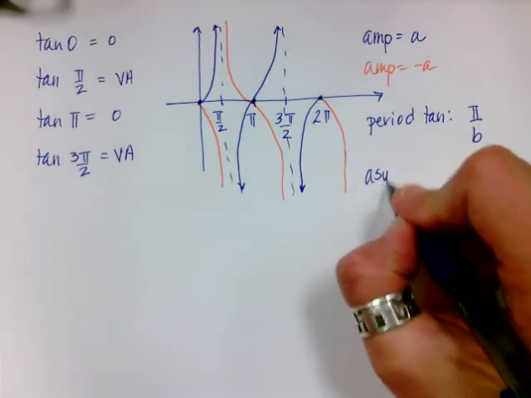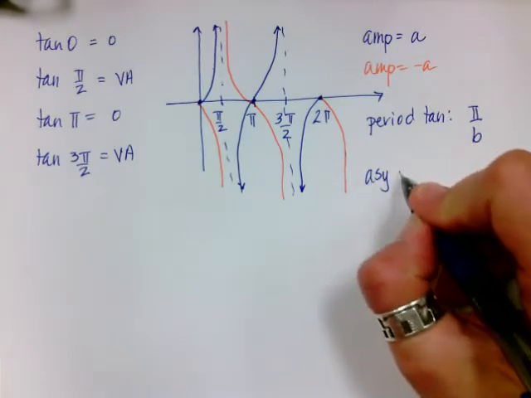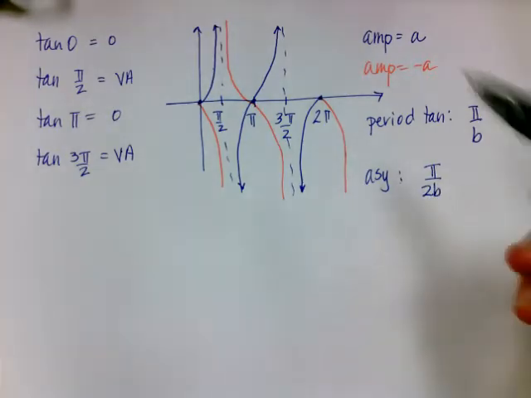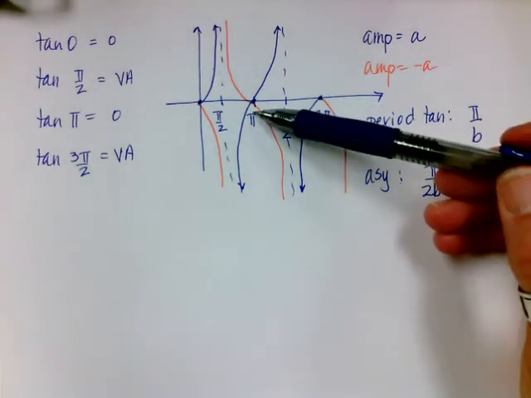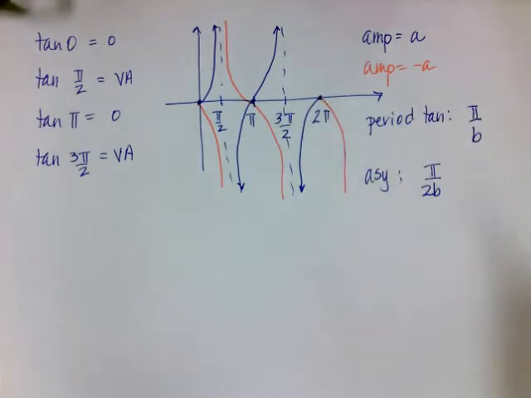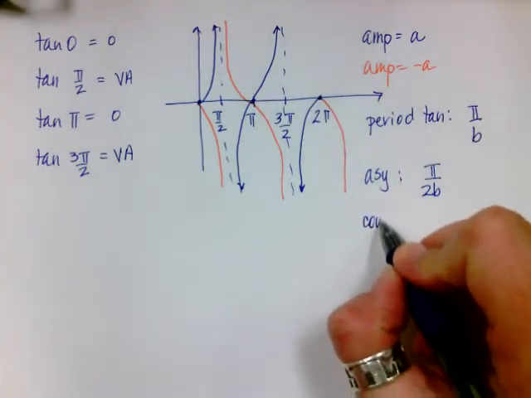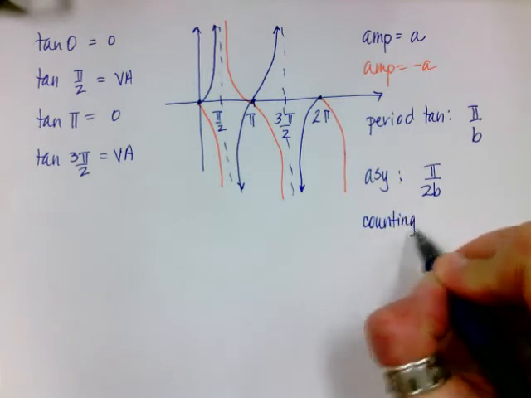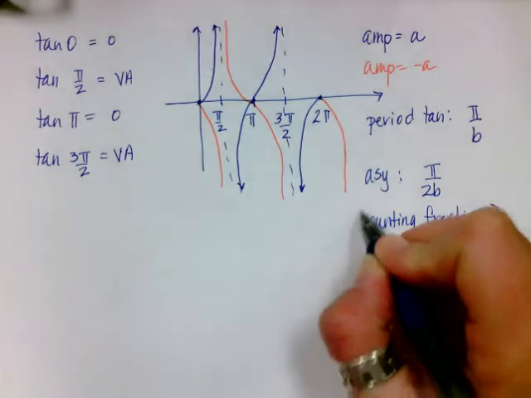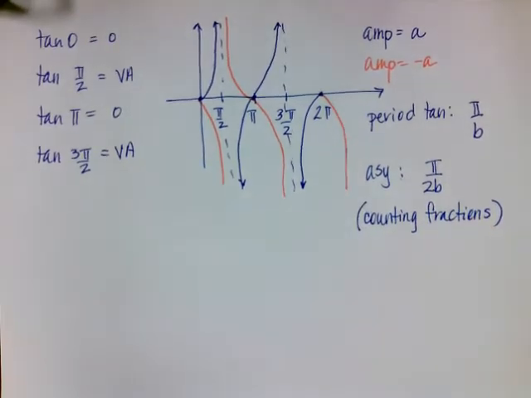And then I have a handy dandy little equation for my asymptotes. It's going to be pi over 2b, or if you think about it, if I graph my period and then cut it in half, that's going to be where my asymptotes are. The asymptotes for tangent kind of become your counting fractions, okay? And that's how I do it anyway. Alrighty, I think that's all of our generic information for tangent.